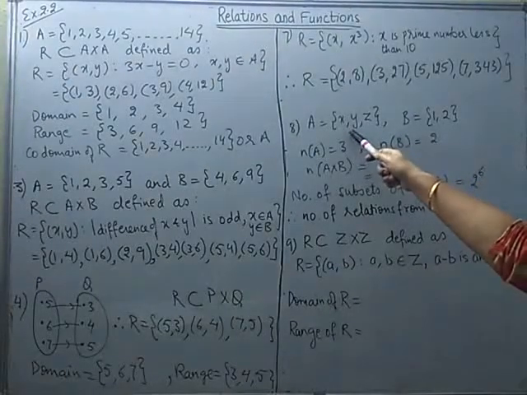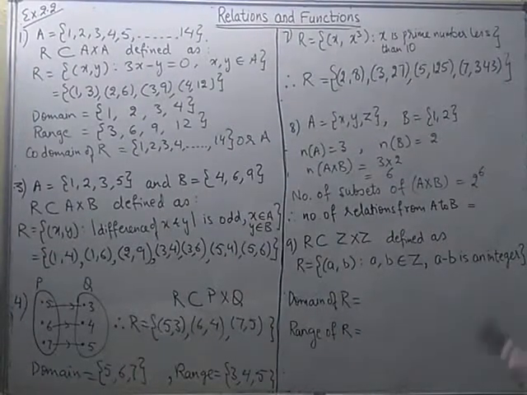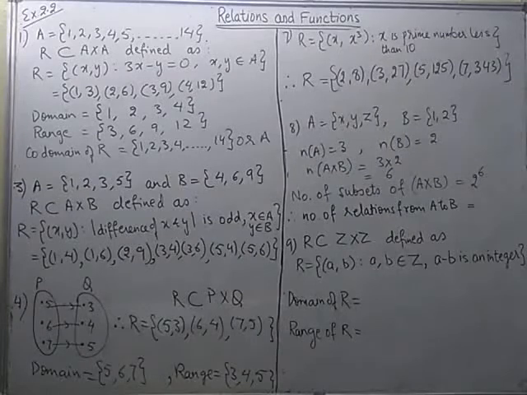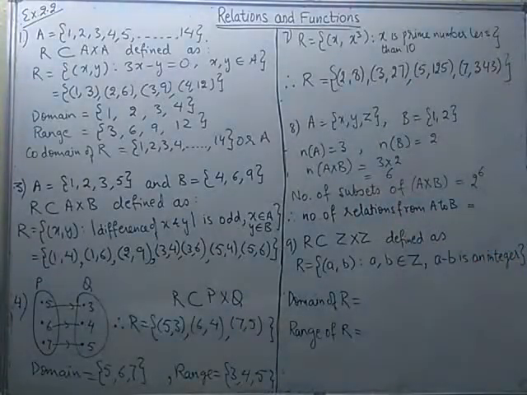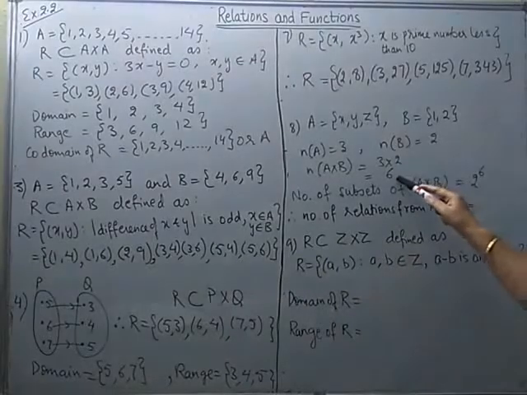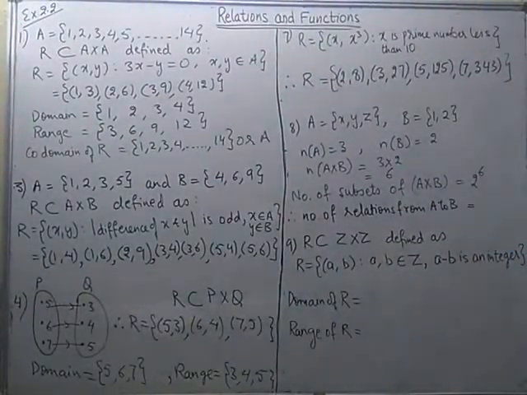In the next one, set A is containing x, y, z, set B is containing 1 and 2. So number of elements in A and number of elements in B are given to us. Fine. Now when we look at these, we can easily tell how many elements will be in A cross B. So number of elements in A cross B will be 3 into 2, which is 6.